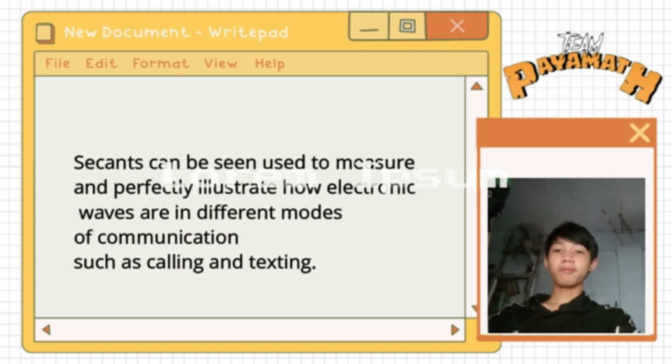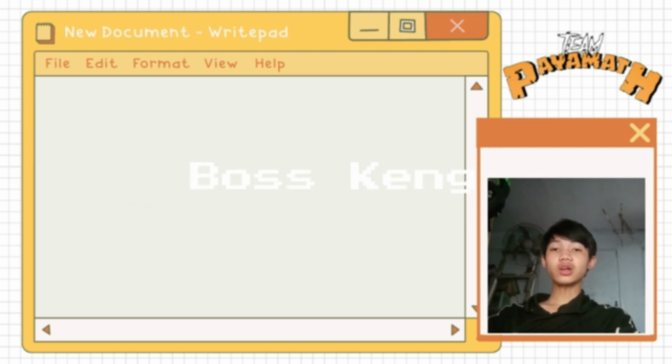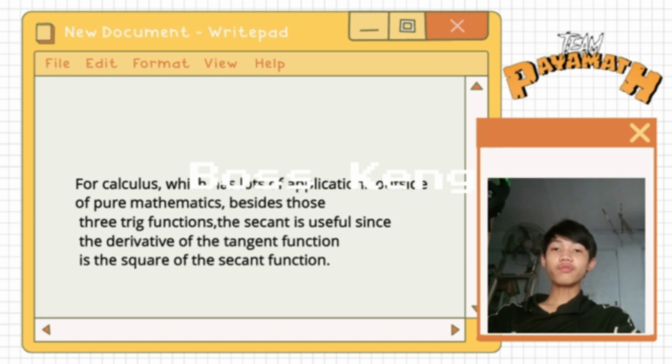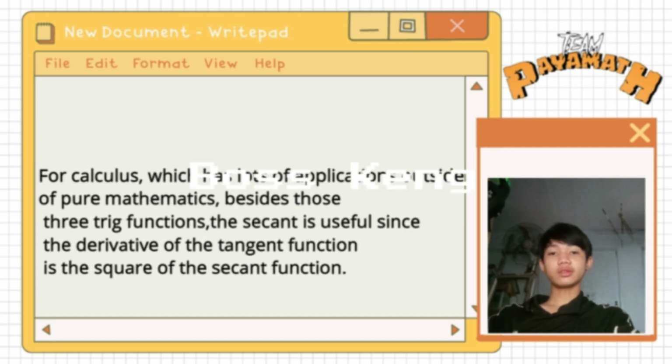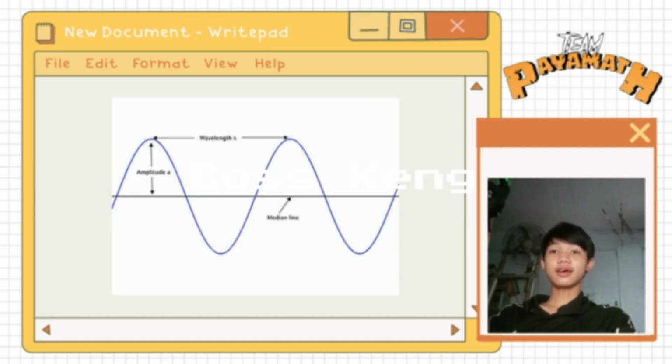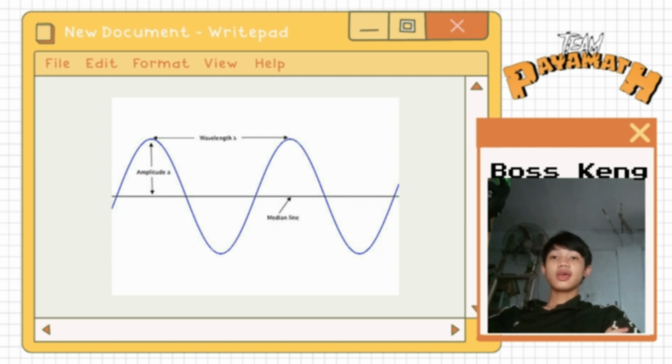The real-life application of the trigonometric function of secant is how our phones can connect to other services such as Wi-Fi, data, and so on. Secant can perfectly illustrate how electromagnetic waves work in different communications such as calling and texting.